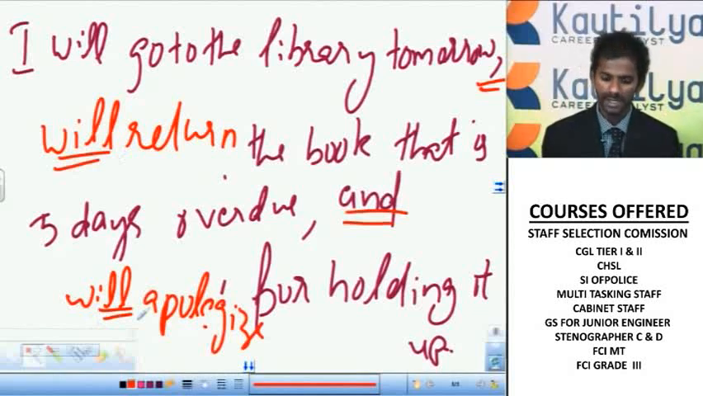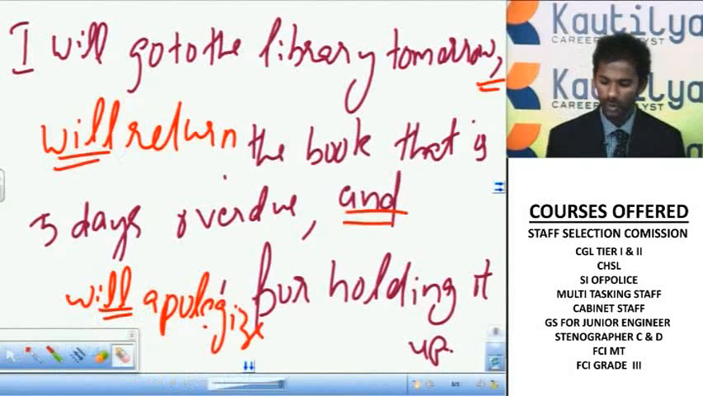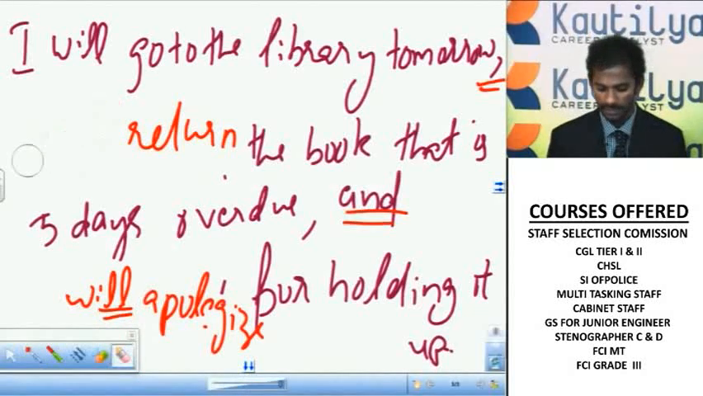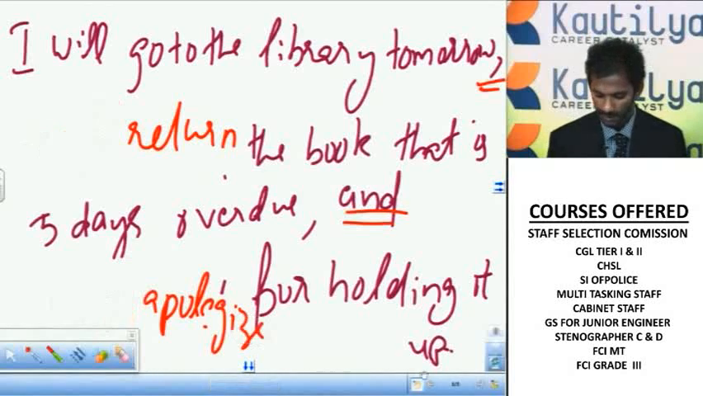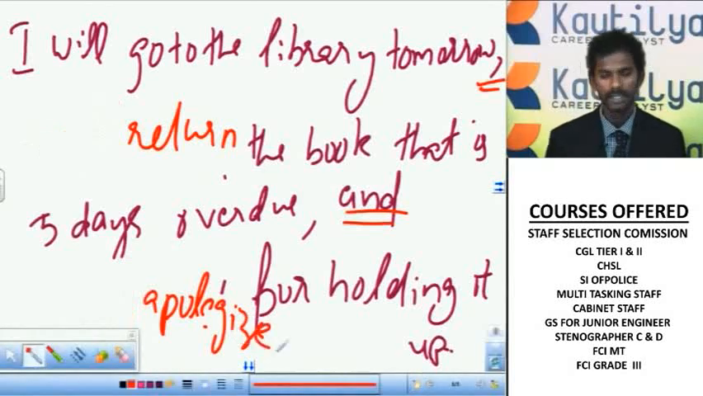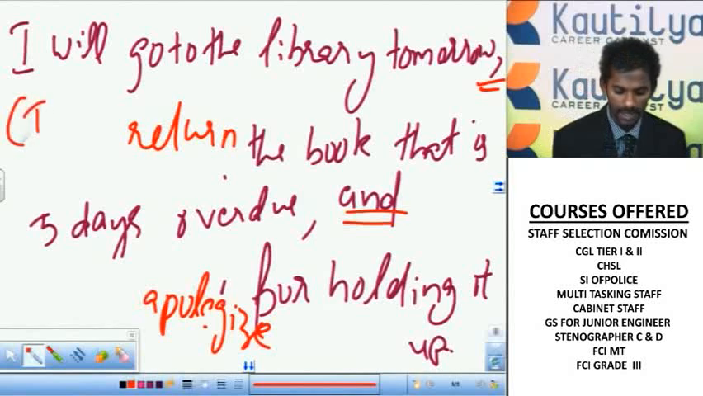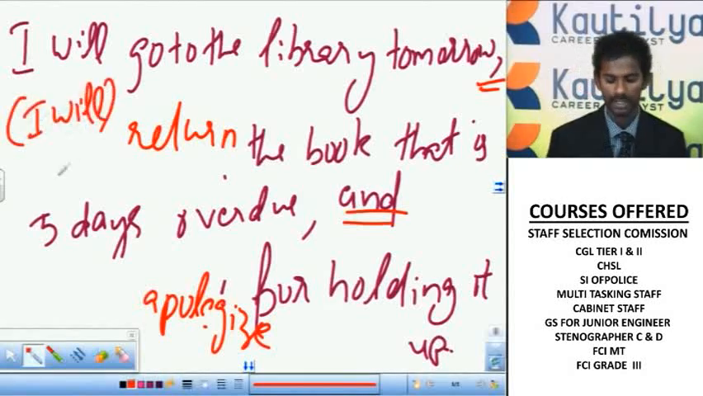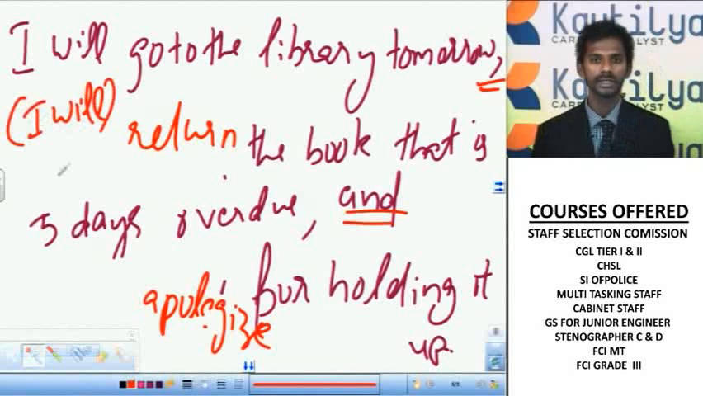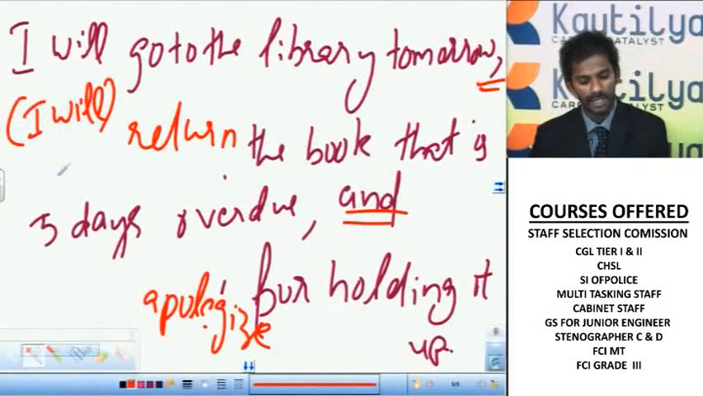So sentence can be just like this. I will go to the library tomorrow, comma, return the book that is 5 days overdue, and apologize for holding it up. So if I say I will go to the library tomorrow, comma, return the book, it is same as I will return the book. I will is understood there. There is no need for you to repeat I will. So return the book is same as I will return the book.